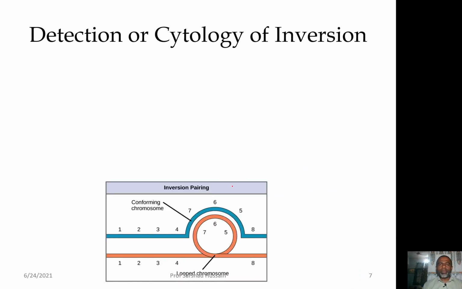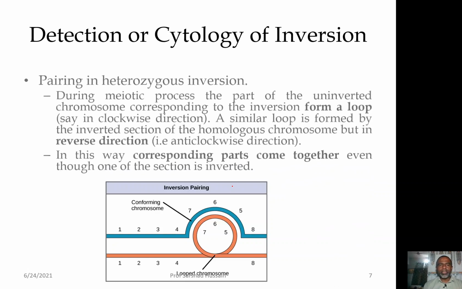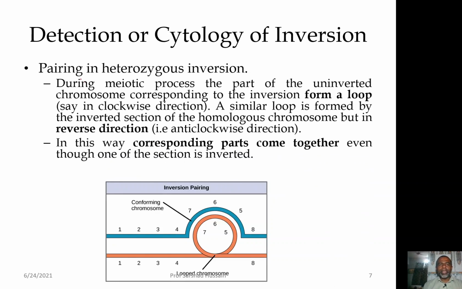Now, when we study meiosis, we shall see how the inverted chromosome behaves during meiosis, and how we will be able to detect that the inversion has taken place. We can see that when pairing takes place during prophase I of meiosis I, the inverted chromosome, because it has an inverted portion in it, will form a loop.